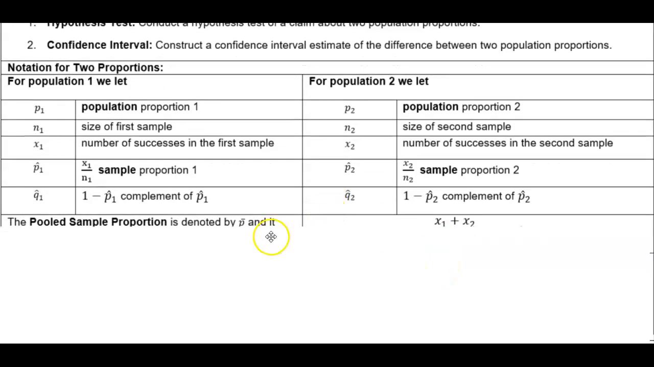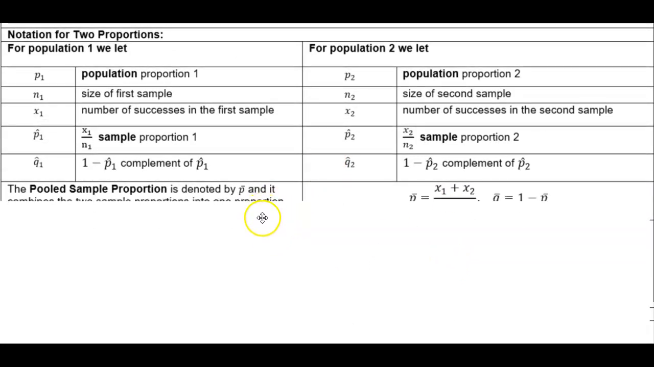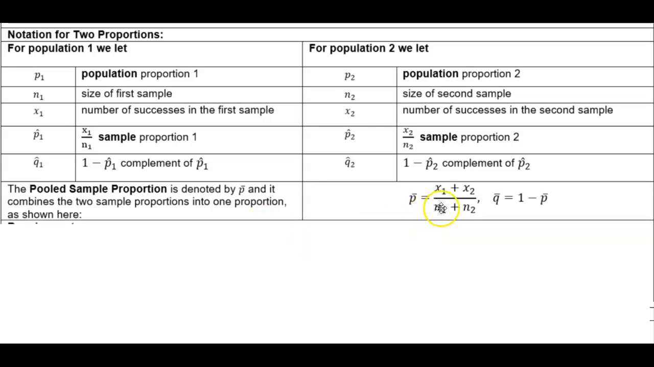Next, we have the pooled sample proportion, which is denoted by P with a line over it, and it combines the 2 sample proportions into 1 proportion, as shown here to the right. So the pooled sample proportion is equal to X1 plus X2 divided by N1 plus N2. And the complement of P, Q with the line over it, is equal to 1 minus P. So we would say that the complement of the pooled sample proportion is Q equals 1 minus the pooled sample proportion.